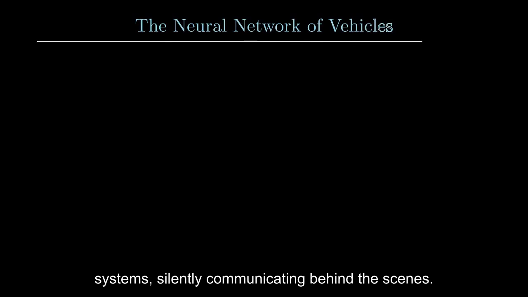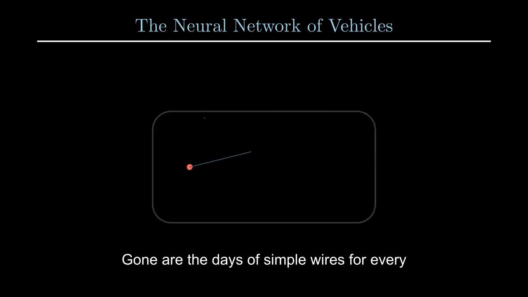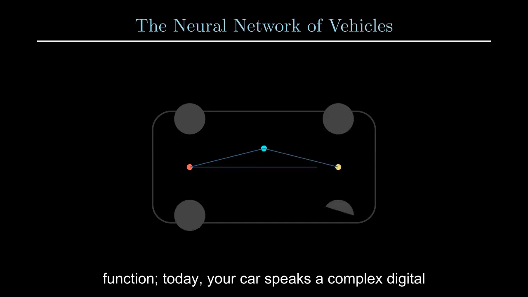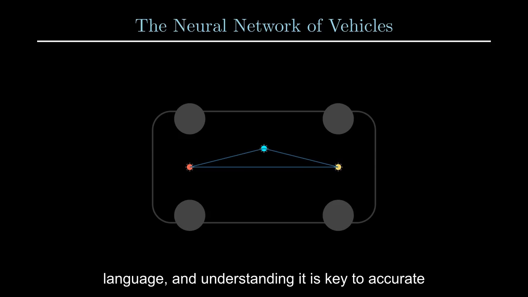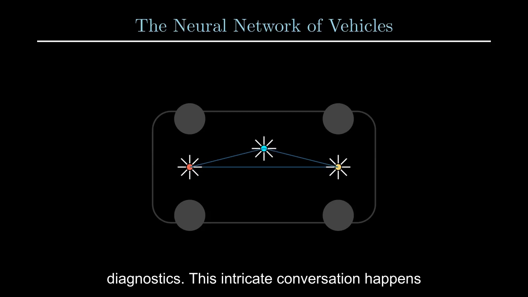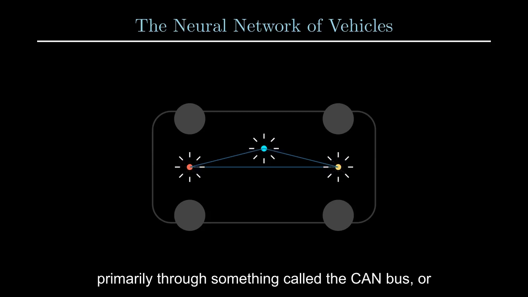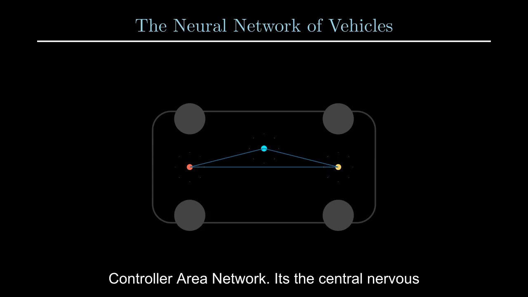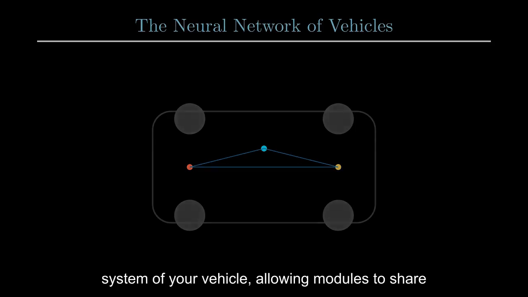Every modern vehicle is a symphony of interconnected systems, silently communicating behind the scenes. Gone are the days of simple wires for every function. Today, your car speaks a complex digital language, and understanding it is key to accurate diagnostics. This intricate conversation happens primarily through something called the CAN bus, or Controller Area Network. It's the central nervous system of your vehicle, allowing modules to share vital information at lightning speed.